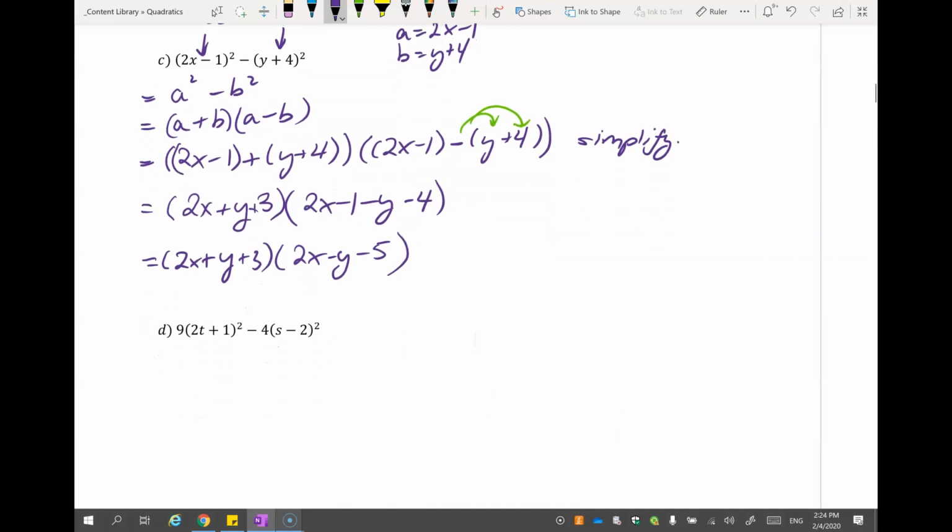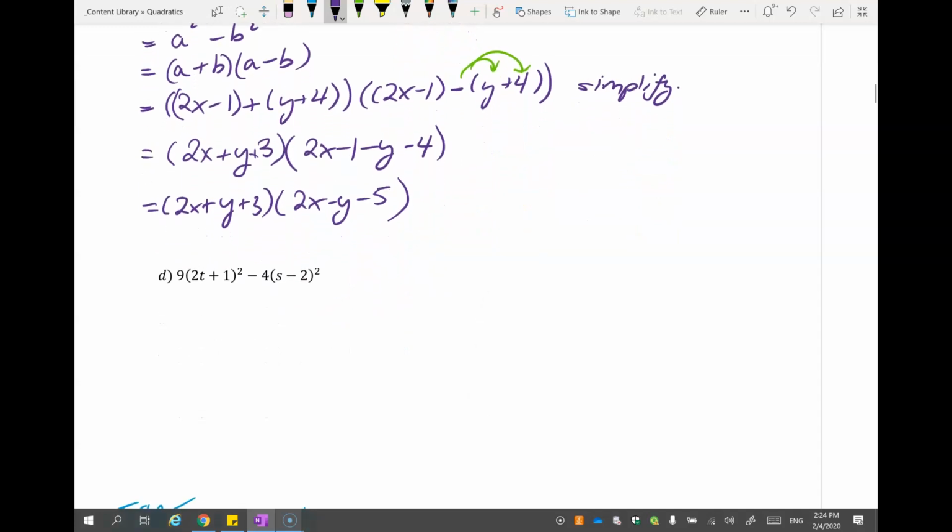Just do one more example with you and then you can try the very last one on your own. So again, I'm going to let this be a and let this guy be b. So a can be 2t plus 1, b can be s minus 2. And then we'll replace that and then factor it after.